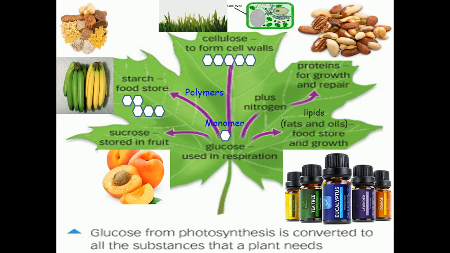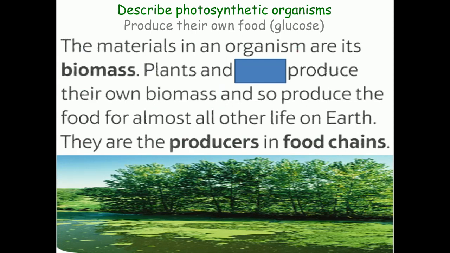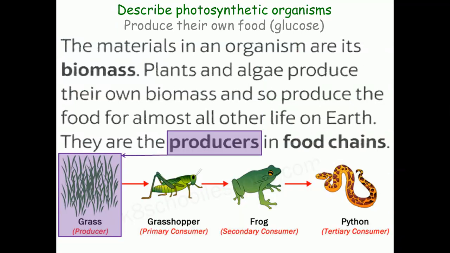Effectively, plants can use glucose not only in respiration to release energy, but they could also use the glucose to make their own material. The material in an organism is known as biomass, and plants and algae produce their own biomass, and that is the biomass that we consume. So when we eat plants, we're consuming the biomass that they produce from glucose.